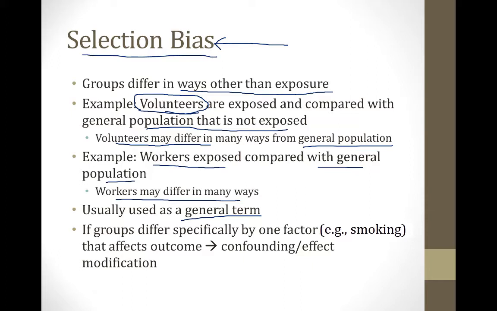One thing to keep in mind is if the groups differ specifically by one factor, for example, there are more smokers in one group than another, and this affects outcome, that's something called confounding or effect modification, which we'll talk about later. That's different from selection bias. Selection bias is more of a general term that the two groups differ in some way other than exposure.